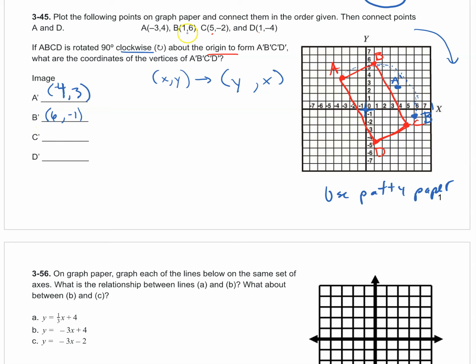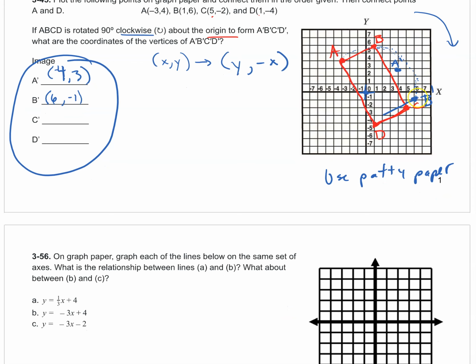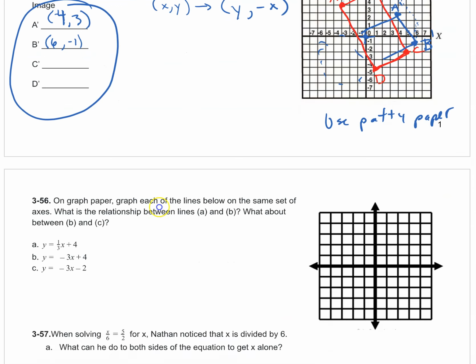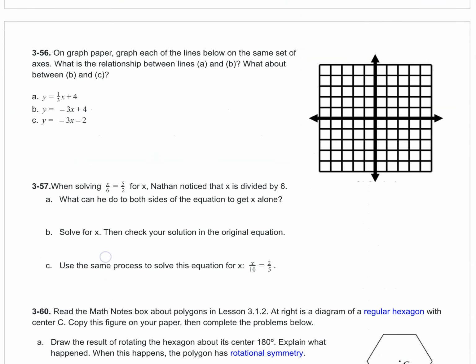B started as 1, 6 and became 6, -1. The X and the Y switched, but we noticed that for A, the -3 became +3. And then for B, the +1 became -1. So when we switch the coordinates, we should also change the sign. This becomes -1, this goes from negative to positive. Okay, you can finish the rest. Make sure you connect it to form a new shape. And somewhere around here are the other points, C and D.